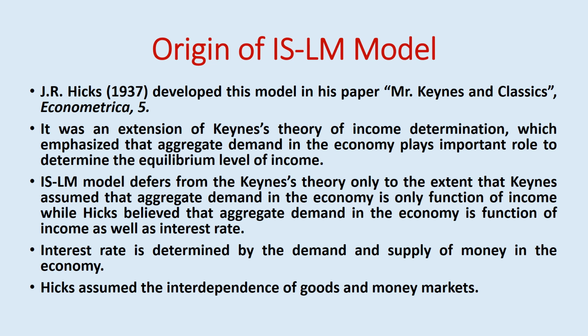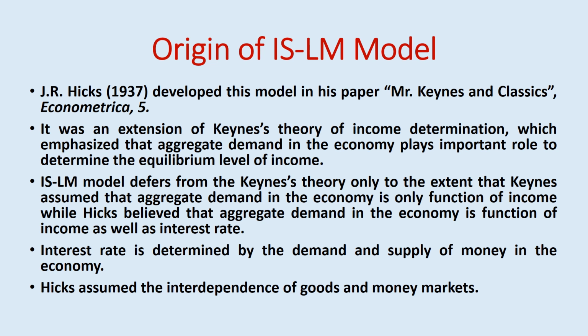In what way does it differ from Keynes' theory of income determination? The ISLM model differs from Keynes' theory only to the extent that Keynes assumed that aggregate demand in the economy is only a function of income, which means that if income rises, aggregate demand would rise, and if income falls, aggregate demand would fall. However, aggregate demand does play a role in determination of income also. That is the interdependency of aggregate demand and output.